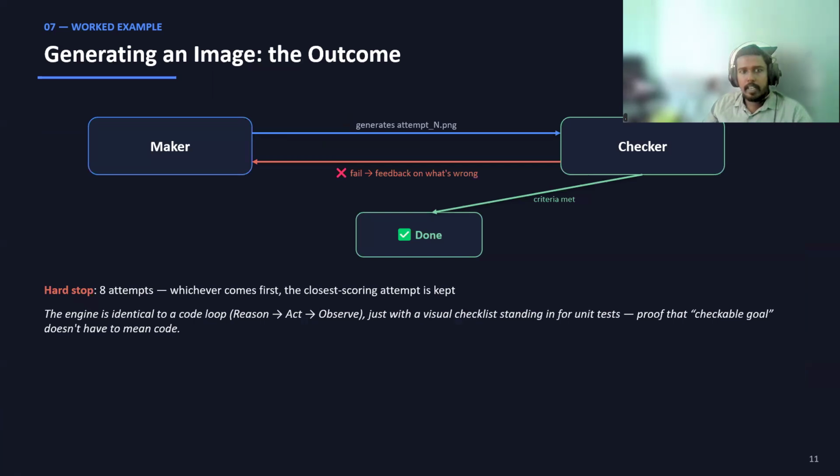This visual diagram also explains that same example. The maker communicates with the LLM and it executes the reasoning and generates attempt n, which is evaluated by the checker. The checker will decide whether the condition is satisfied or not. If all the criteria are met, it is considered done. If not, it will re-prompt the maker to make a new image.